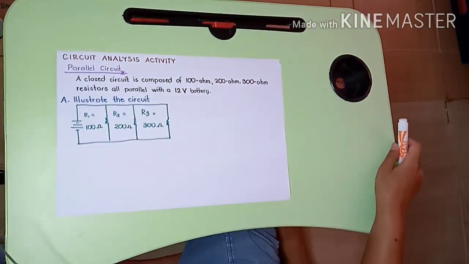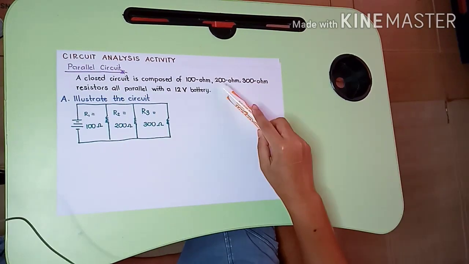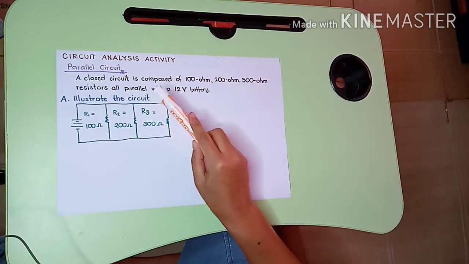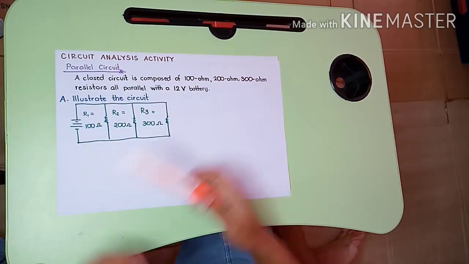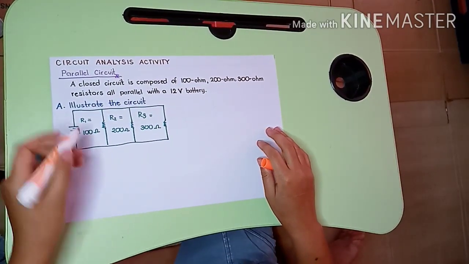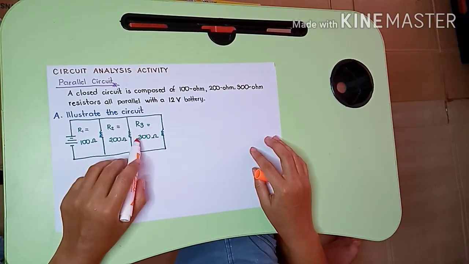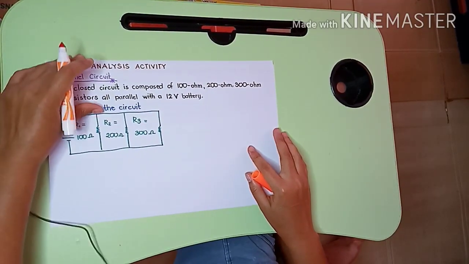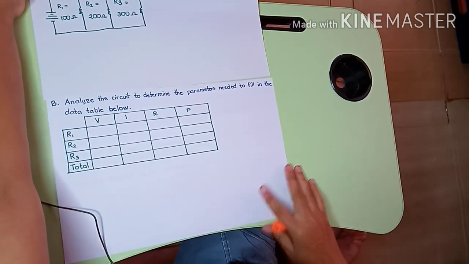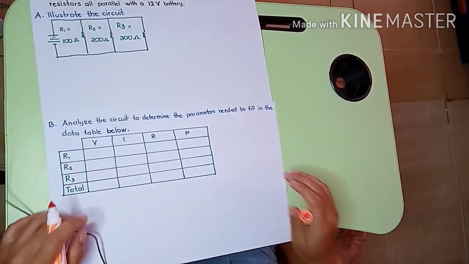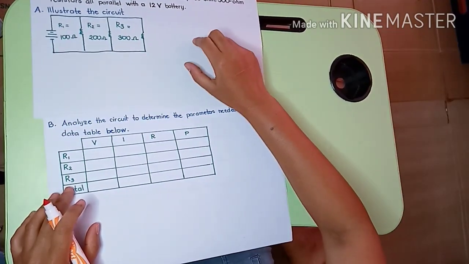Parallel circuit. A closed circuit is composed of 100 ohm, 200 ohm, and 300 ohm resistors all in parallel with a 12-volt battery. A. Illustrate the circuit. R1 is 100 ohms, R2 is 200 ohms, R3 is 300 ohms. B. Analyze the circuit to determine the parameters needed to fill in the data table below.